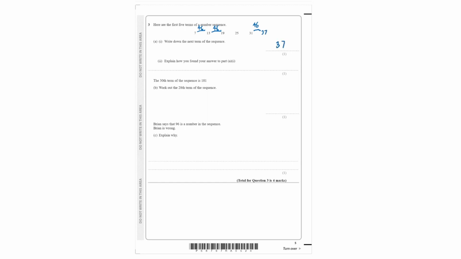37. Explain how you found your answer in part A1. We add 6. The 30th term in the sequence is 181. Work out the 20th term in the sequence.